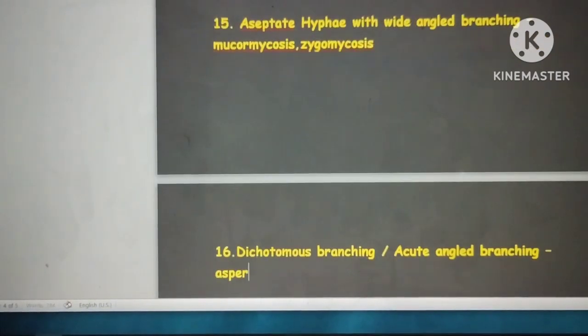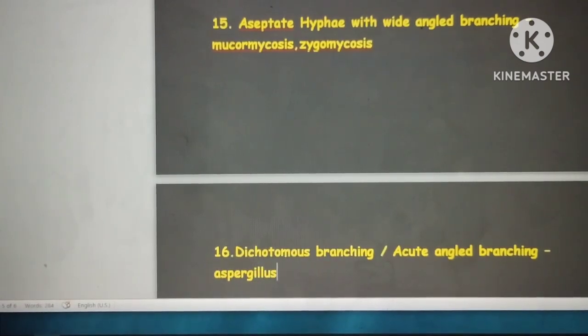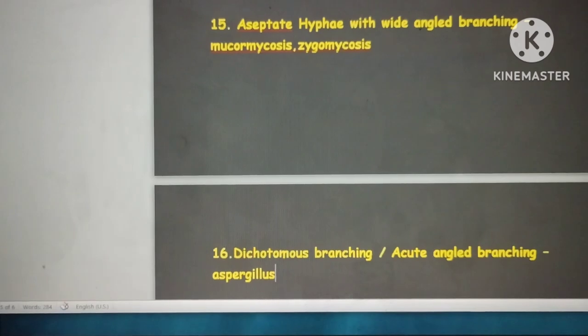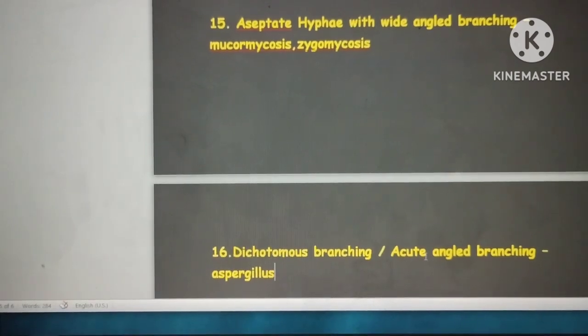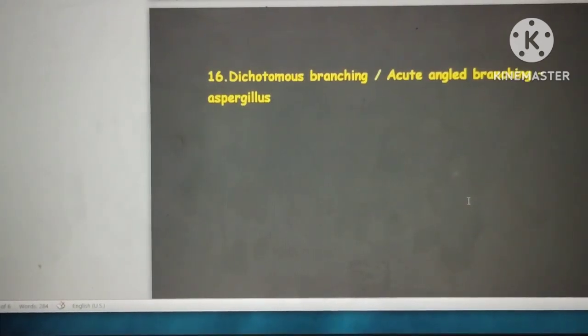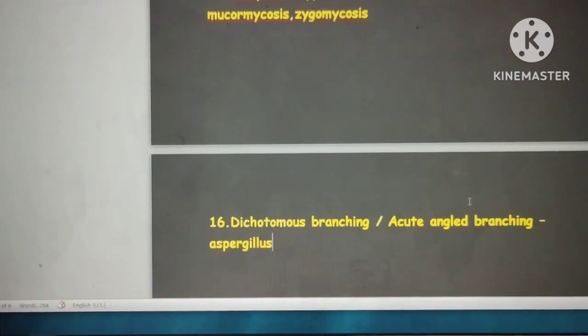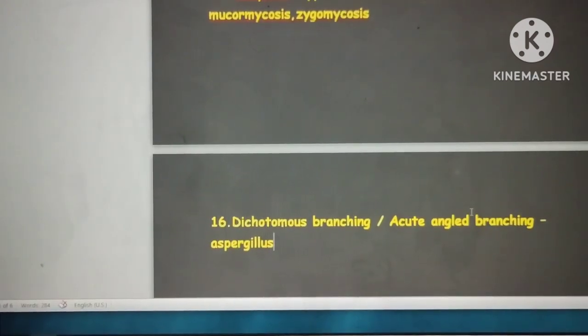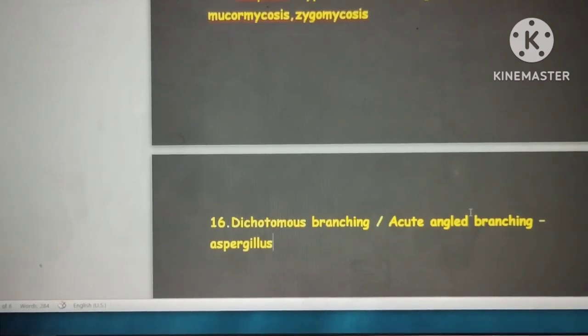What it is, acute angle branching. Whereas in Mucor it is wide angle branching, here it is acute angle branching. And for Aspergillus, I'm sure they'll be giving a history of any pulmonary infections or any skin infections, whatever it can be. Okay friends, I will be posting the link on how to differentiate the Aspergillus species and the Mucor species. Just go through that.